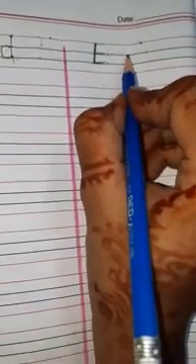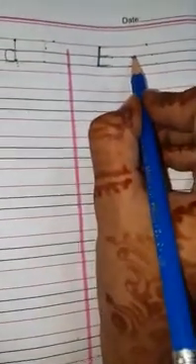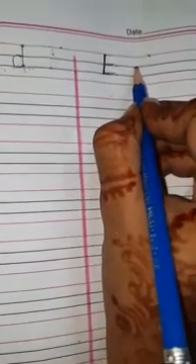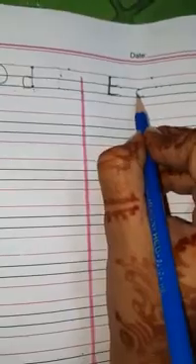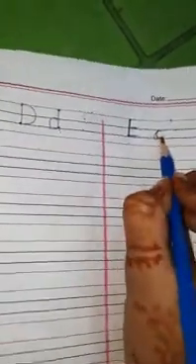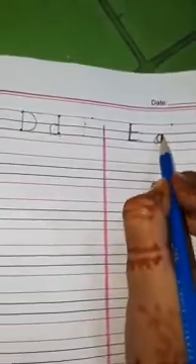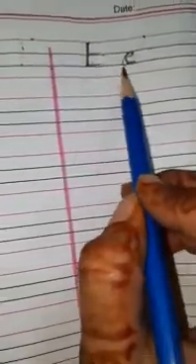Small e: start below the middle, making a loop and continue to make a curve to reach the bottom. This is capital E and small e. E phonic sound is A. A for elephant.